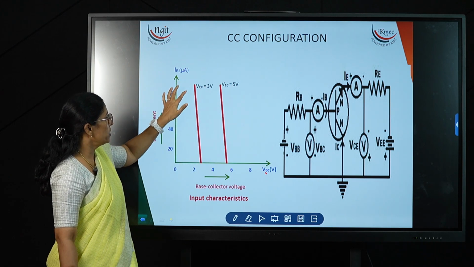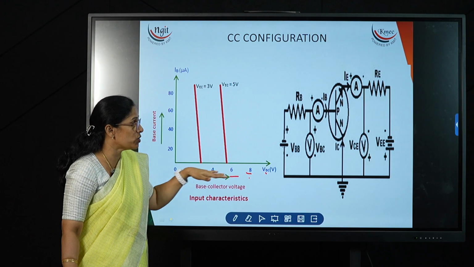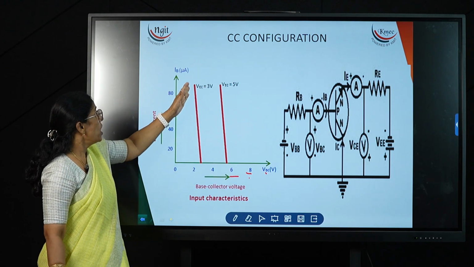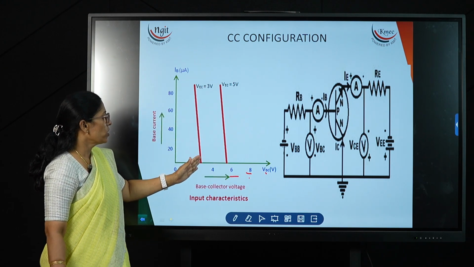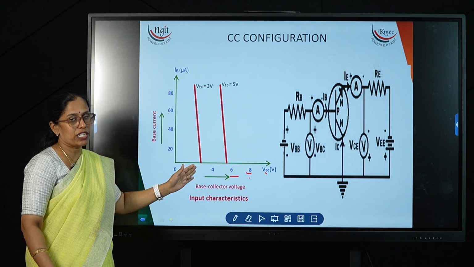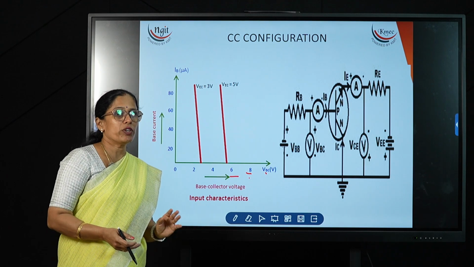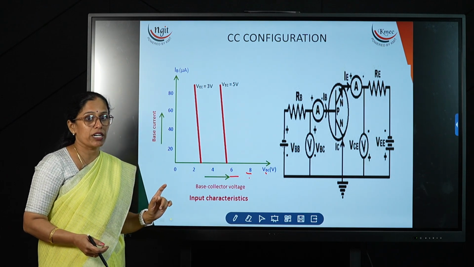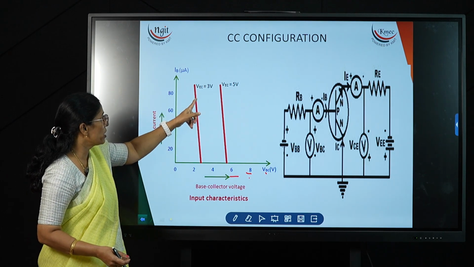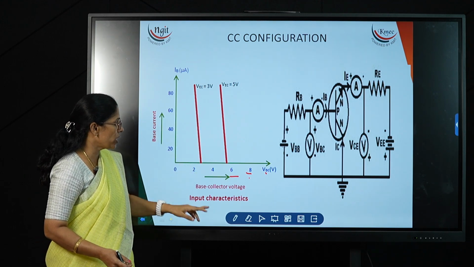Now as we increase the input reverse voltage, if you see, the IB current is reducing. So this is also the early effect that we studied. As the reverse voltage increases, the effective width of the base reduces, thereby the IB current reduces. That you can observe here. This is about the input characteristics.